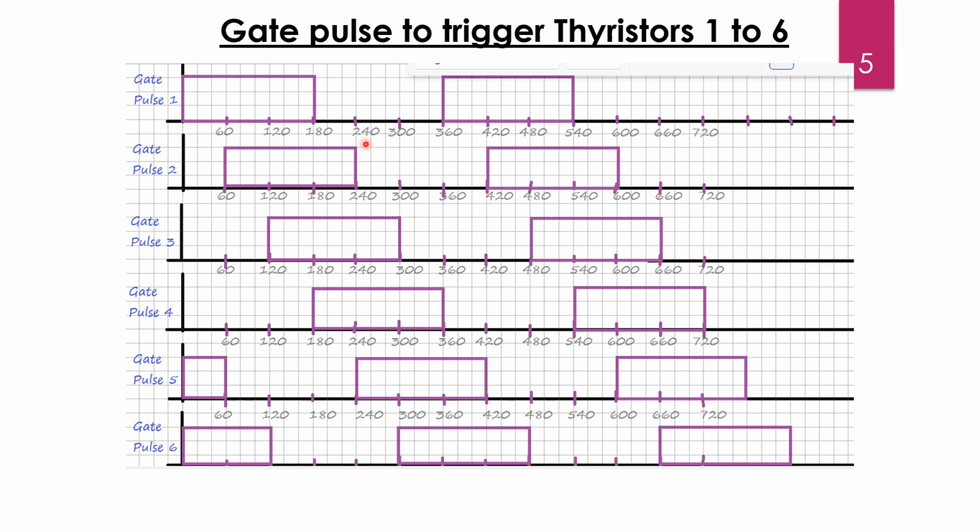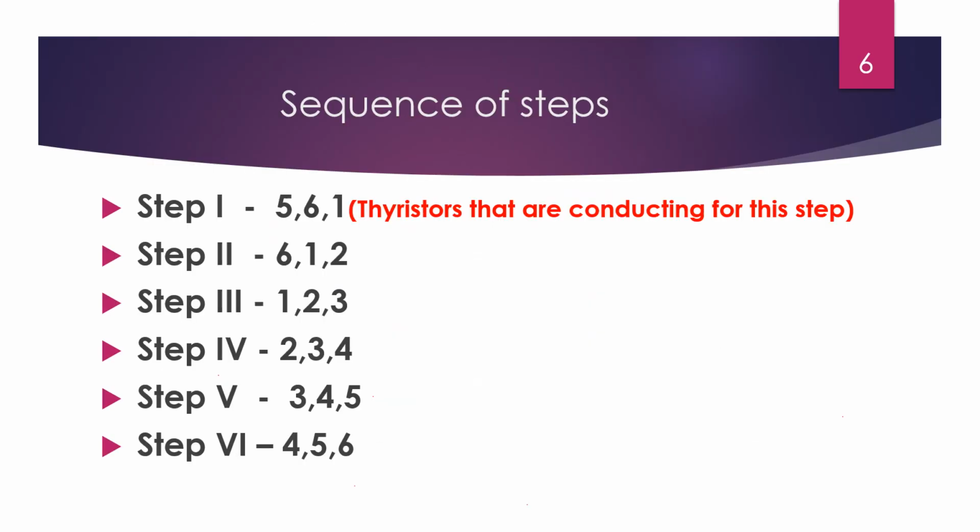For step 5, from 240 to 300 degrees, it is 3, 4 and 5. Remaining 3 thyristors are off. Last step is step 6, 300 to 360 degrees. It is the switch 4, 5 and 6 that are turned on and the remaining thyristors are off. So for each and every step, 3 thyristors are on and 3 thyristors are off. And this is how the sequence goes.